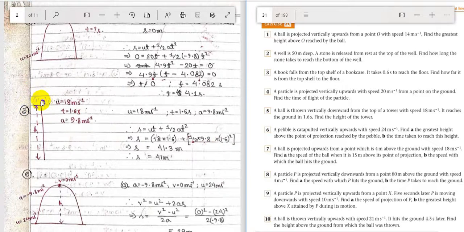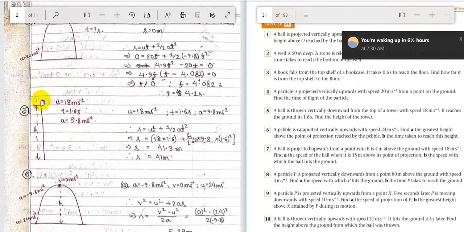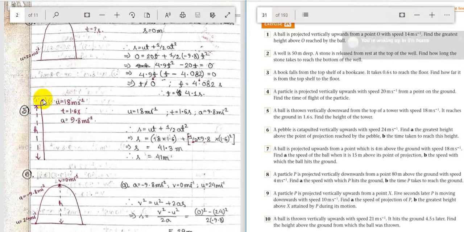So again, this is something like question number 3 maybe. This is the point of projection. The ball was thrown downward. That means it's about single motion maths. U is going to be 18 meters per second, T is going to be 1.6, A is going to be positive 9.8 because the maths is about single motion and the height is not given.